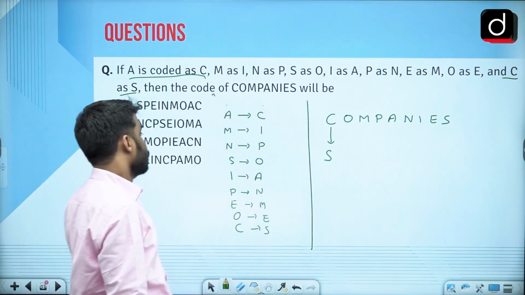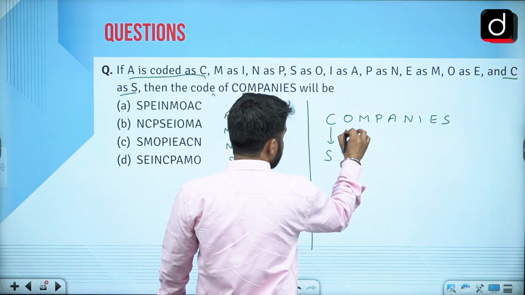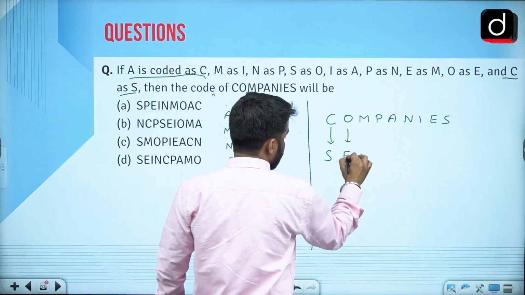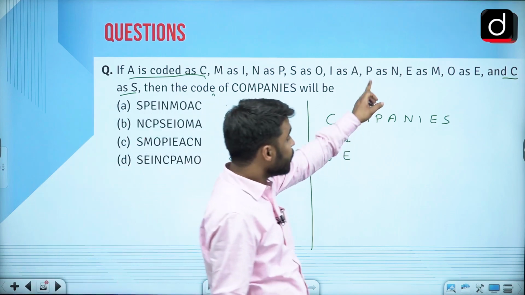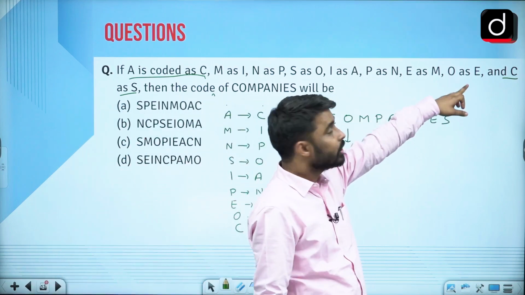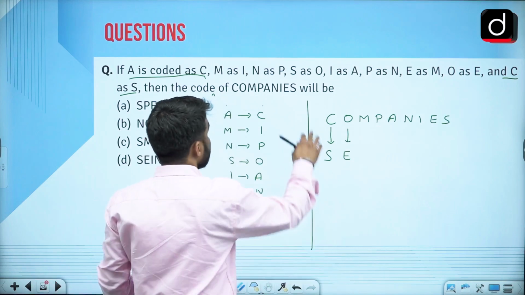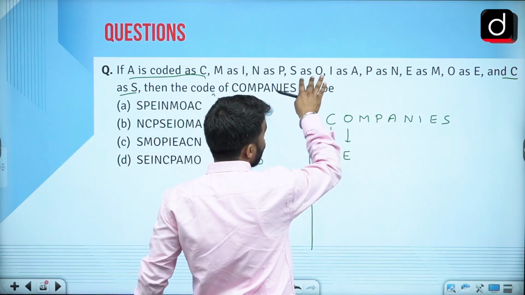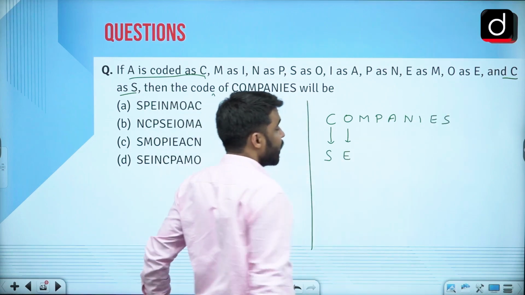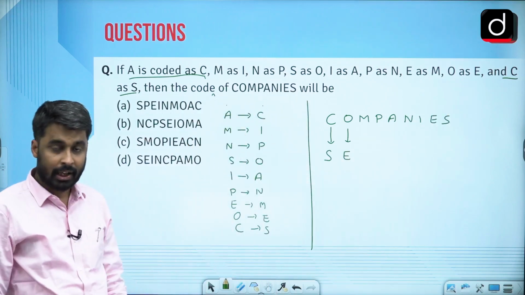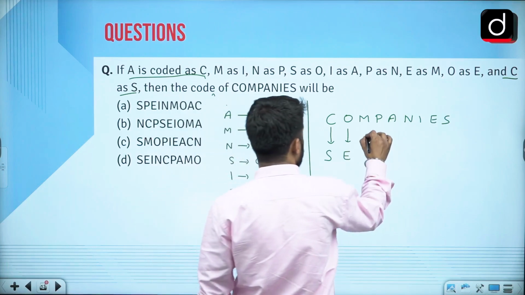right? Then O is coded as E. So the code for O would be E, right? E as M, E is coded as M, right? O is coded as E. Here it was given that S was coded as O, not O was coded as S, because O was coded as E, right? Make sure about that, so you get this concept as well.